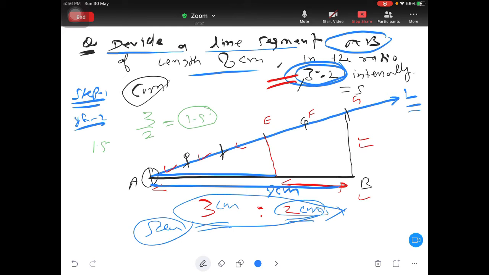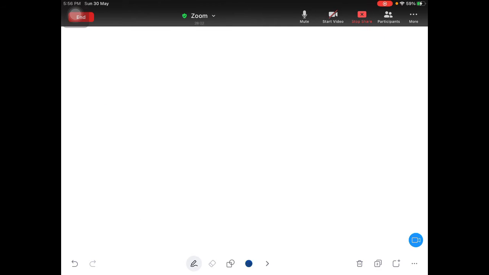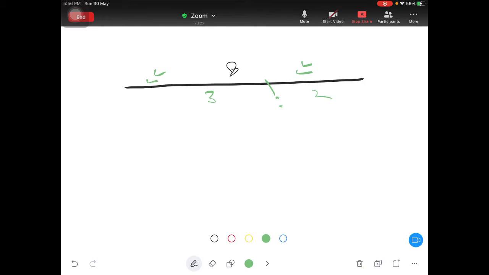If you want to find out the original length of this, how will you find it out? It is very simple. Suppose, okay, now I'll give you some extra question here. Change the page. Now that question is done, construction done. Now my intention is, if this total length is 8 centimeter, and from here it is 3:2 ratio, I want to find out this length properly. How can I find out that length?